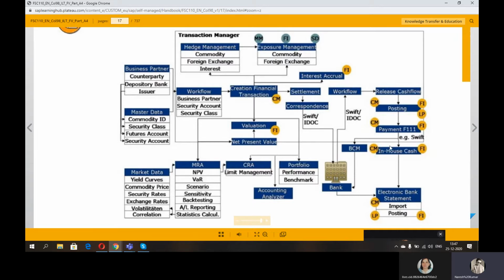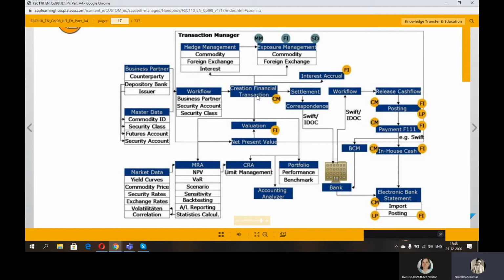The other prospect is creation of financial transactions will go for valuation. From the valuation, it will reach to net present value. Net present value based on business partner. Okay. Net present value will be taken. Based on net present value, we are going to do with payment and it will clear.